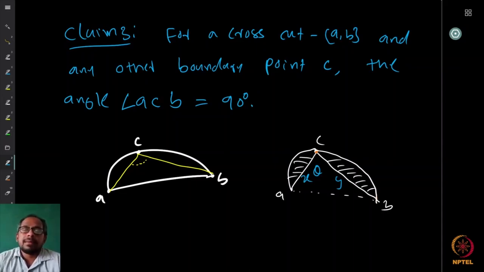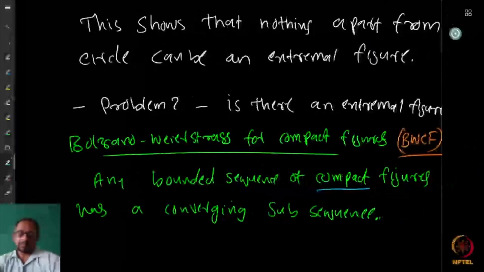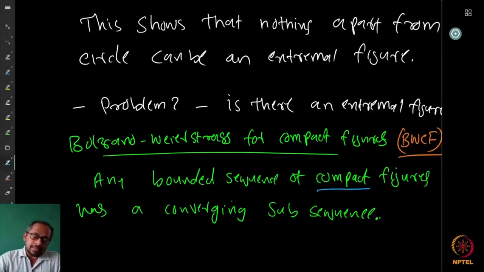Now that result is something one can show without much difficulty, but it's not necessary for our current argument. So let us take it for granted that such a figure is the circle. So what this says is that nothing apart from a circle can be an extremal figure.